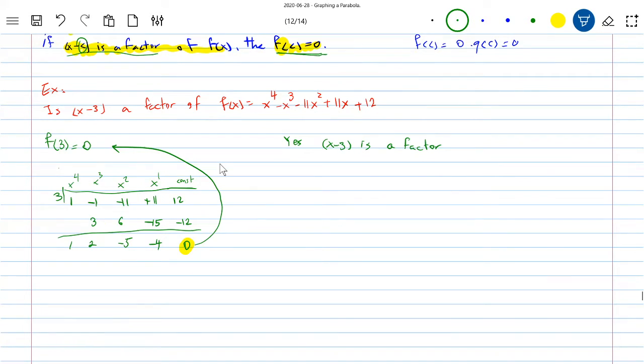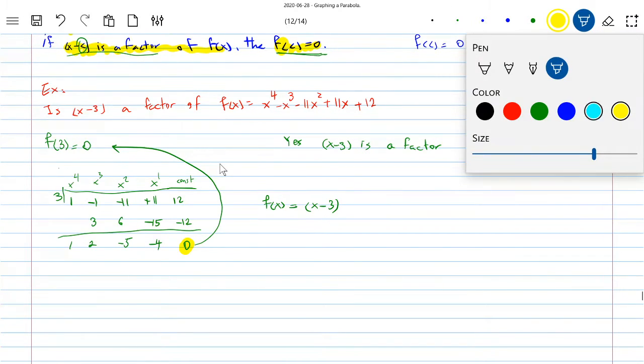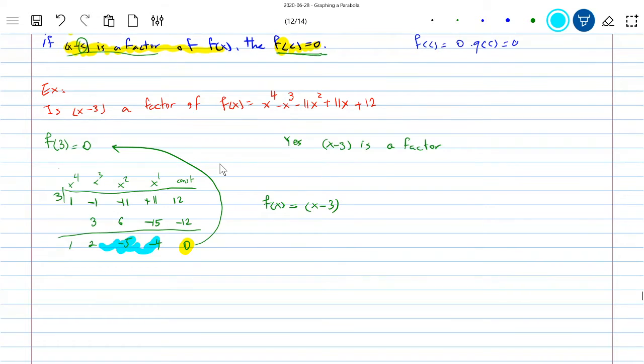And if you want to write f of x in factored form, you already have x minus 3 as one of the factors. The other factor, as we discussed last time with long division, you can get through these coefficients. If the remainder is 0, they will be exactly the terms that you multiply by x minus 3. This is the constant term, this is the coefficient of x squared, and the coefficient of x cubed. So what do I say? I say 1x cubed plus 2x squared minus 5x minus 4.